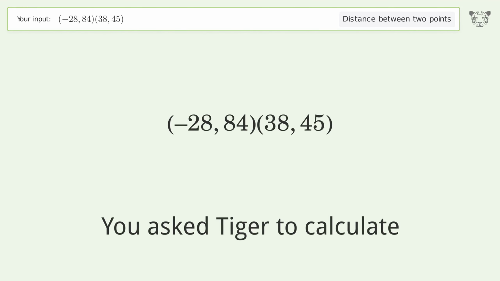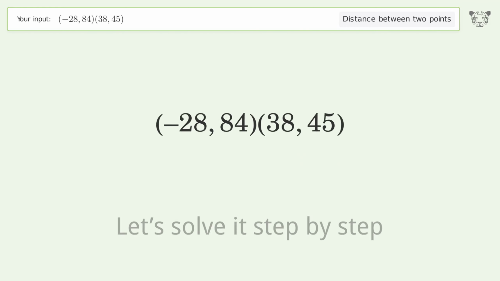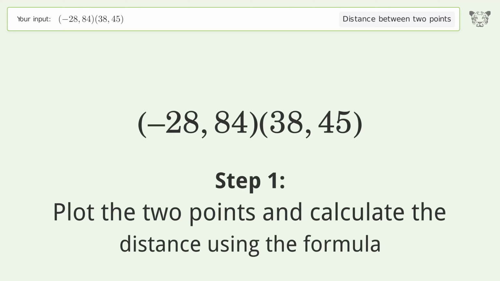You ask Tiger to calculate. This deals with the distance between 2 points. The distance between the 2 points is the square root of 5,877, or 76.662. Let's solve it step by step. Plot the 2 points and calculate the distance using the formula.